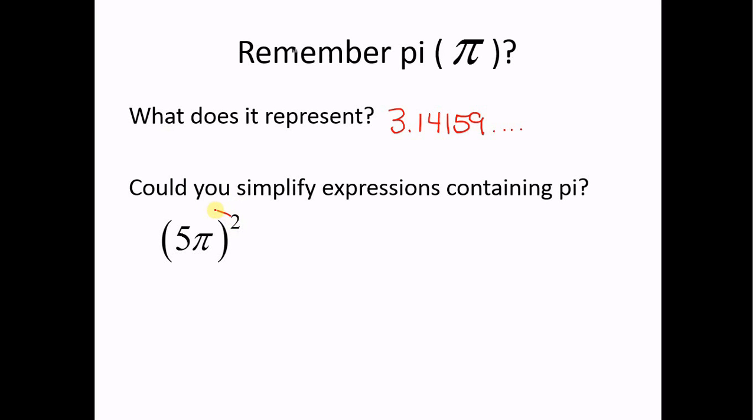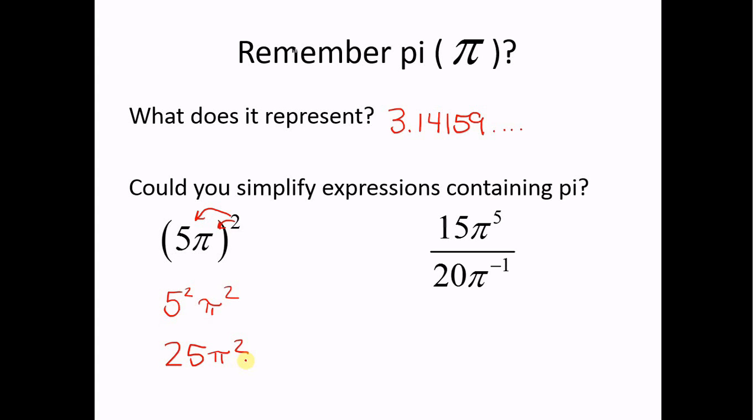So on this, you would have just given that 2 to both of them, right? So you'd have had 5 to the second, pi to the second. Well, 5 to the second, that's just 25. Right? 25 pi to the second? That's pretty simple, right? What about this one?